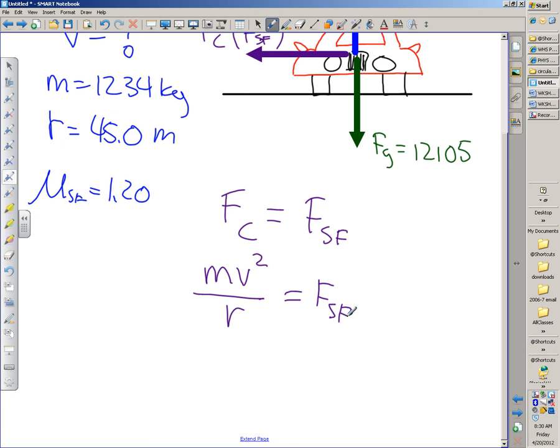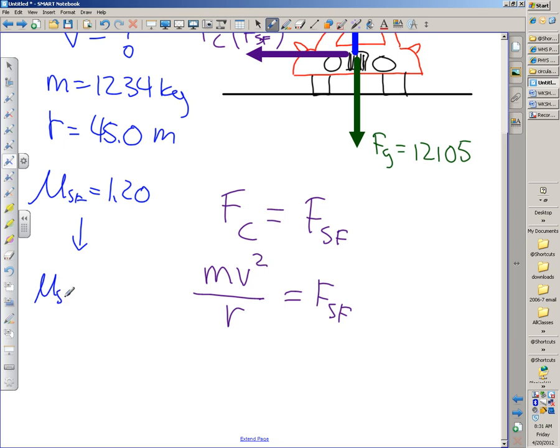Do we have enough information now to solve for our tangential speed? Indirectly, yes. Do we know the mass of the object? Yes. Do we know the radius of the object? Yes. Do we know the force of static friction? Not yet, but we can find it. They gave us, in the problem, the coefficient of static friction.